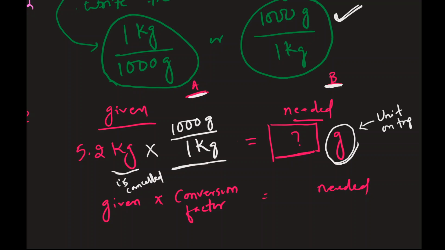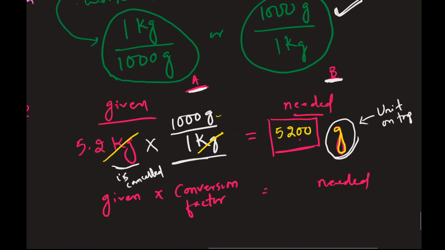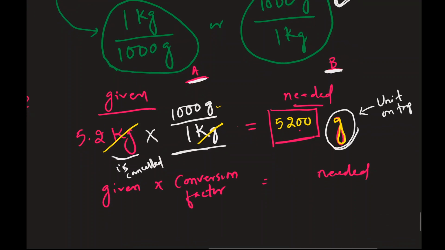Kilogram on the bottom and kilogram on the top get cancelled, and what's left is gram. So our unit is going to be gram. If you multiply this number, what would be our answer? 5.2 multiplied by 1000 is going to be 5,200 grams. Sounds good?